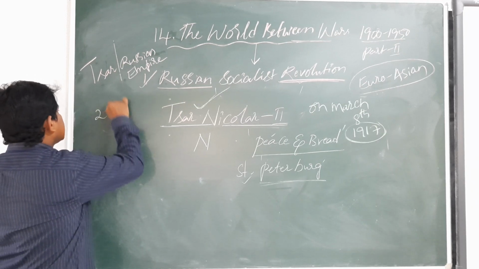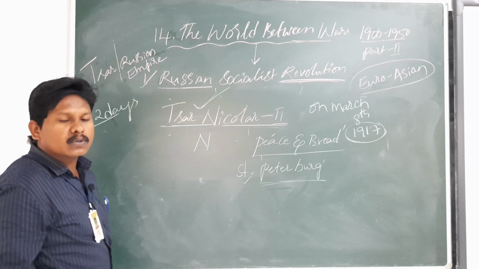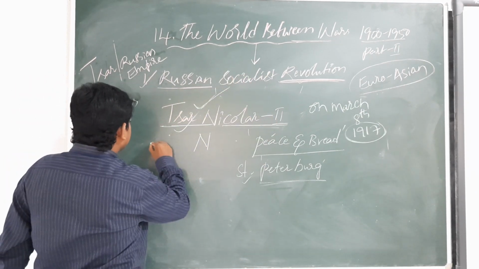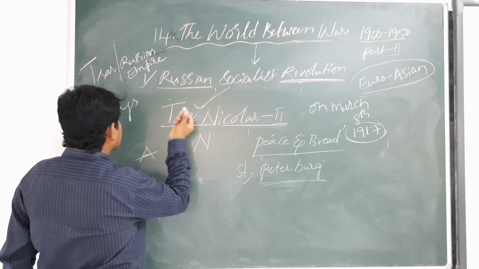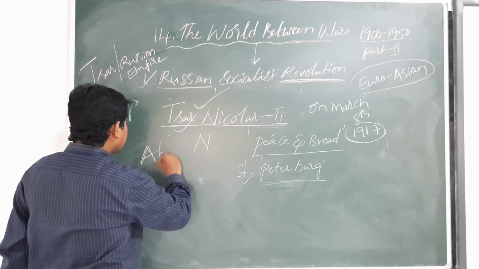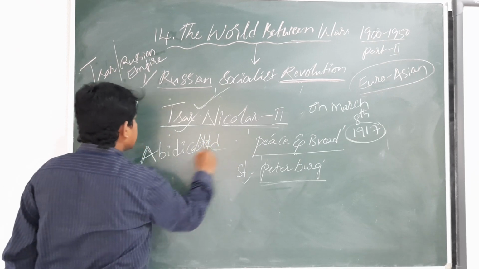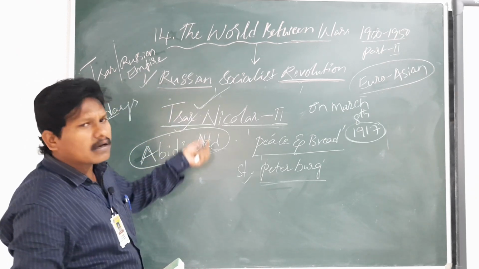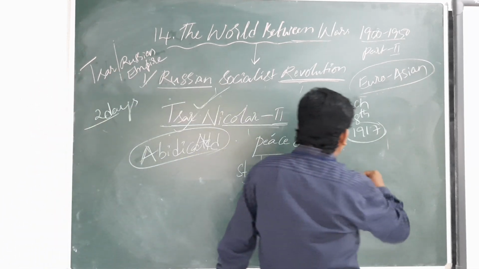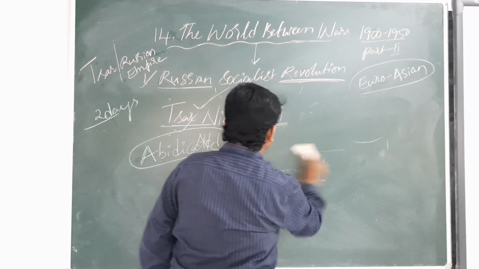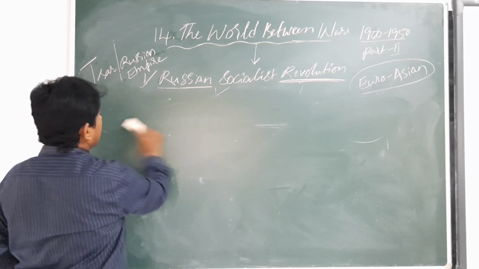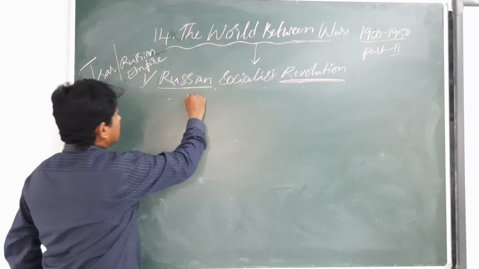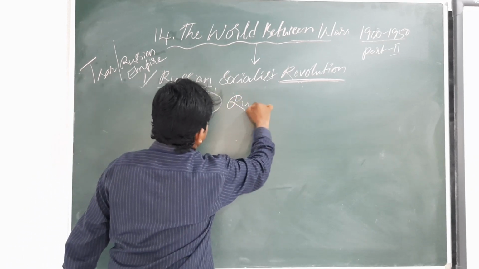Within 2 days, the situation went completely out of hand. Tsar Nicholas II abdicated from the nation. Abdicated means he gave up the throne and left. After the abdication of Tsar Nicholas II, non-aristocrats made the provisional government in Russia. 1917 is the first revolution, the first Russian revolution.